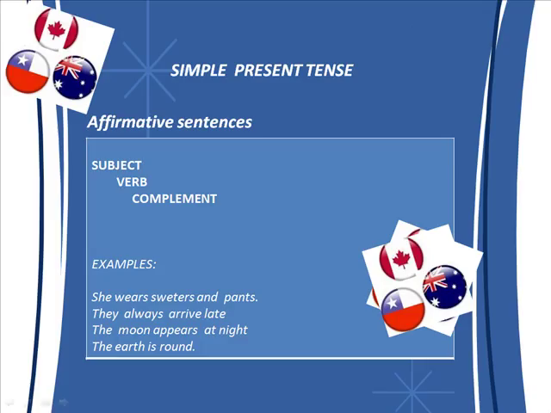For affirmative sentences, you have the following structure. First, you have to write the subject, the verb, and then the complement. Here we can observe different examples. She wears sweaters and pants. They always arrive late. The moon appears at night. The earth is round.